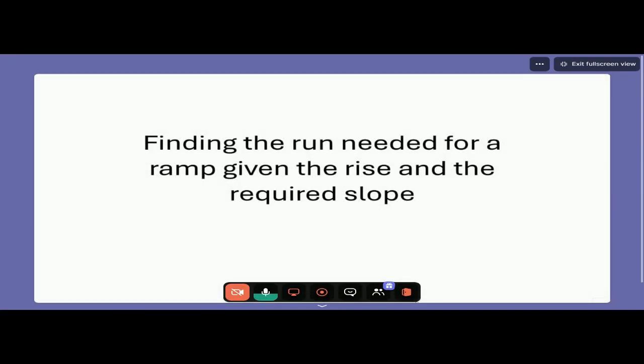Hello there. A little video here on a very specific question where you need to find the run for a ramp when you are given the rise of the ramp. In other words, how much the ramp raises up off the ground, and you know the required slope. So this is something that's in building codes and such, that you can't have a ramp that is too steep, otherwise it would be unsafe.